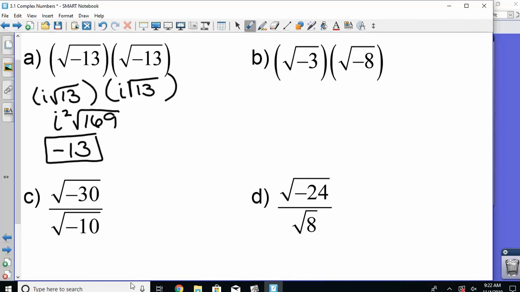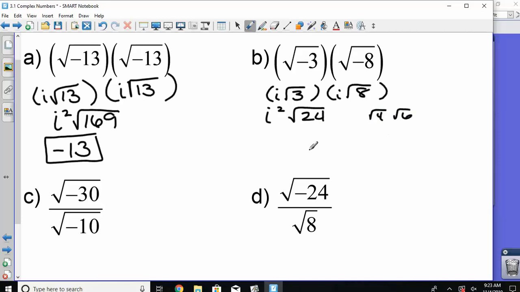So on the first one, you took an i out of each. Then you multiply and got i squared radical 169, so negative 13. Second one, take out your i. So you get i squared radical 24. 24 can be broken into a 4 and a 6, so you get negative 2 radical 6.